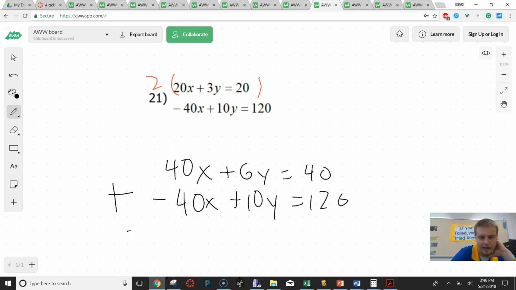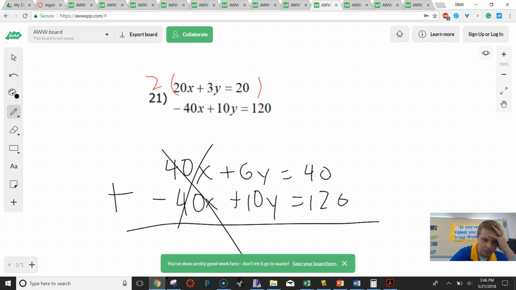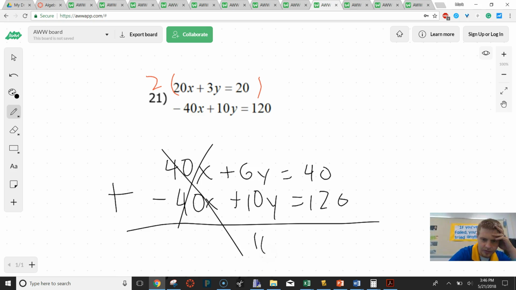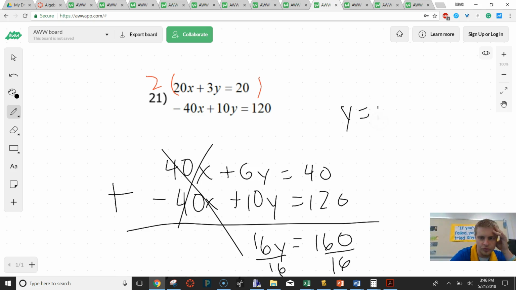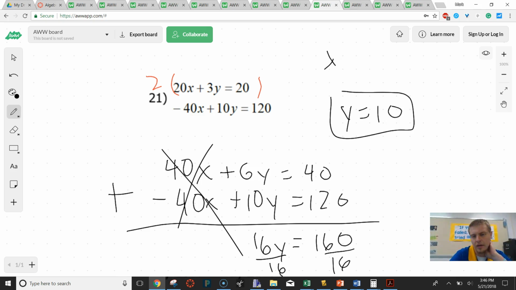And now I can add. Those will cancel. This will give me 16y, and this will give me 160. Then I'll divide by 16, and get y equals 10. So now that I know y equals 10, to find what x is, I would plug that into either one of these two equations. I'm going to pick this bottom one because I didn't have to do anything to it.